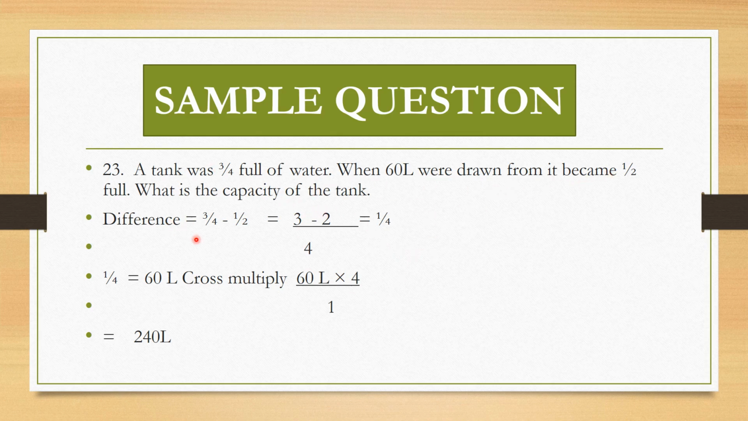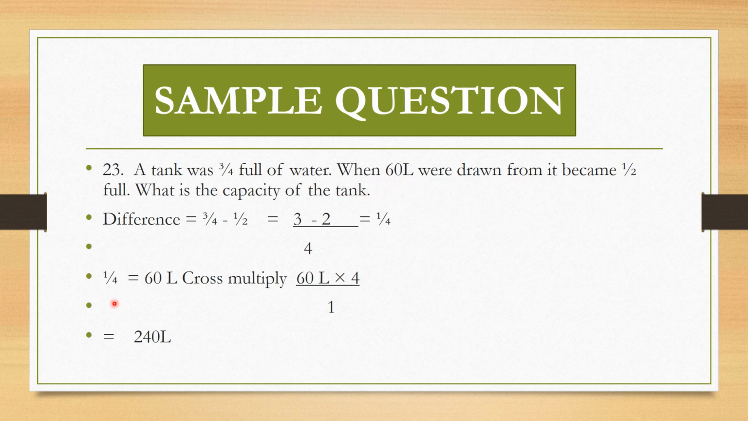So 3/4 minus a half, LCM is 4. So 4 divided by 4 is 1, times 3 is 3. Then 4 divided by 2 is 2, 2 times 1 is 2, so it's a quarter. So the fraction that was removed is a quarter. And the same fraction is equivalent to 60 liters. So 60 liters is what was drawn.